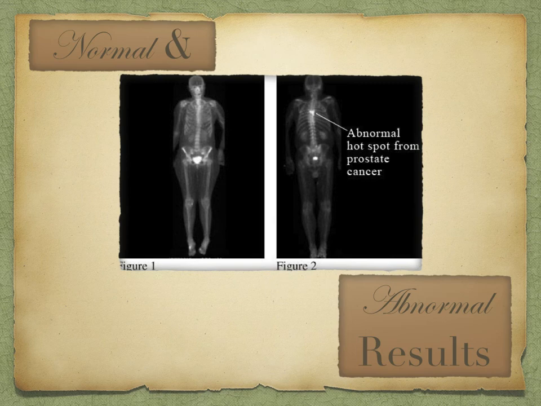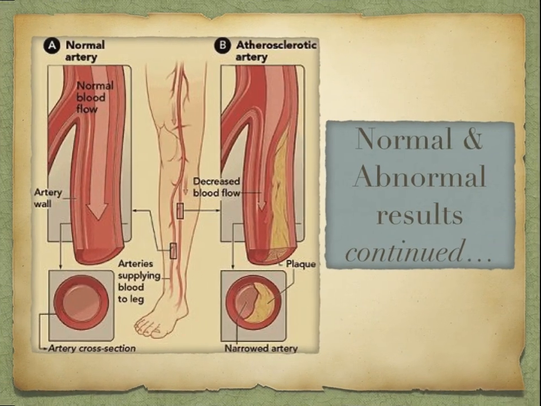Normal results. If the test is normal, it means the tracer has moved evenly throughout the bones within the body. The results are classified as normal. What abnormal results mean. If the test is abnormal, the scan will display hot and cold spots compared to the other bones within the body. Hot and cold spots are pictures displayed by the scan.